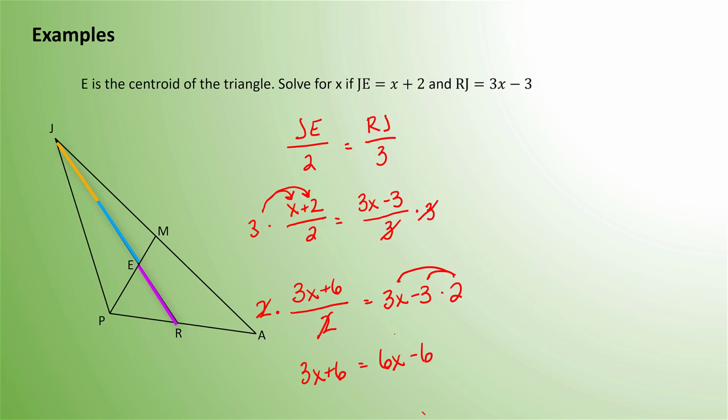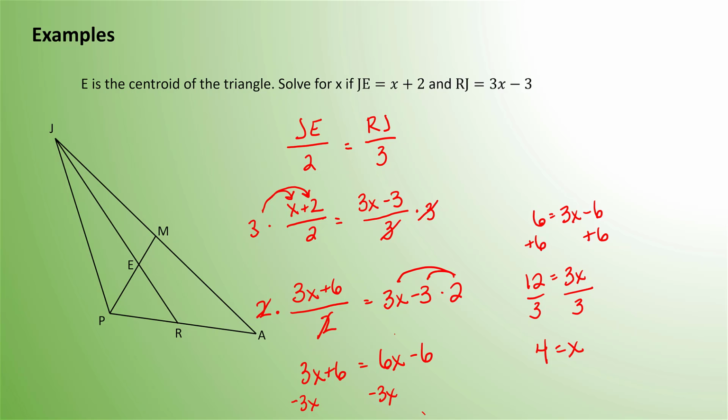This is an equation we can solve. Subtract 3x from each side. And then add 6. So 12 equals 3x, and we'll divide each side by 3 to find that 4 equals x. So that problem took a little bit more of our algebra skills, and that's okay. Let's do another one.